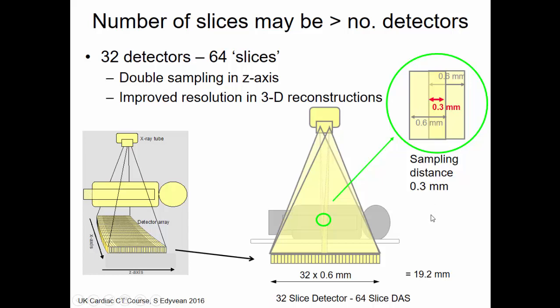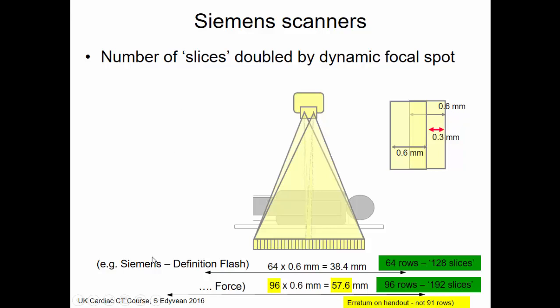Now, this is an earlier Siemens scanner. This is a 32 slice detector, but they call it a 64 slice scanner because it's a 64 slice data acquisition system. Now, 32 times 0.6, if you're looking at the detectors, is 19.2 millimeters. That's actually not that long for cardiac scanning. But some of the more recent Siemens scanners, for example, the Definition Flash and the Definition Force, have 64 by 0.6, which gives us a 38.4 millimeter total detector length. So that's much better for covering the heart.